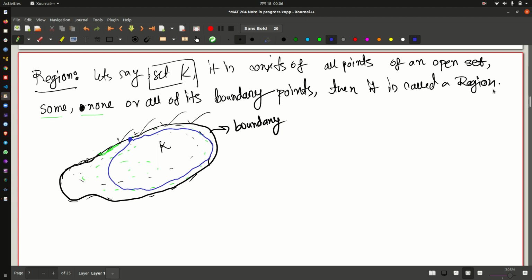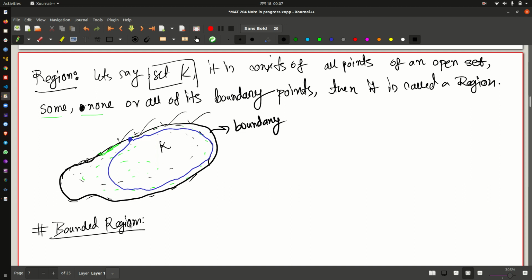Now there can be different kinds of region, and we are mainly interested in bounded and compact regions, so let us define those things as well. First we want to define what bounded regions are. A set containing all of the interior points of an open set and some, none, or all of its boundary points is a region.